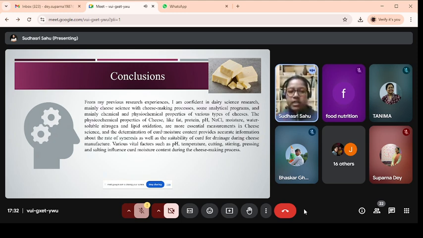Various vital factors such as pH, temperature, cutting, stirring, pressing, and salting during cheese making are important. This type of process is important for the removal of moisture, and for knowing how much moisture content there is in the curd during syneresis, during cheese making.